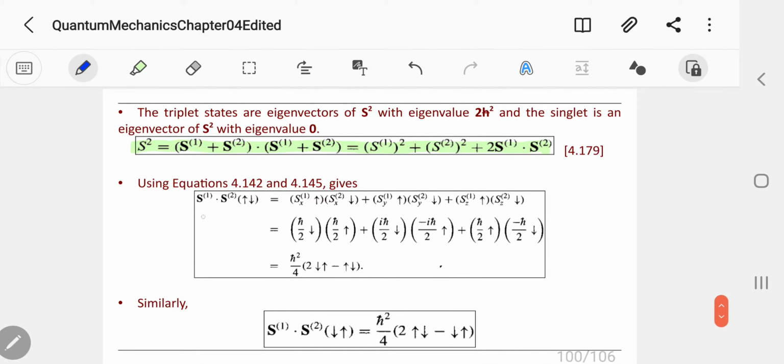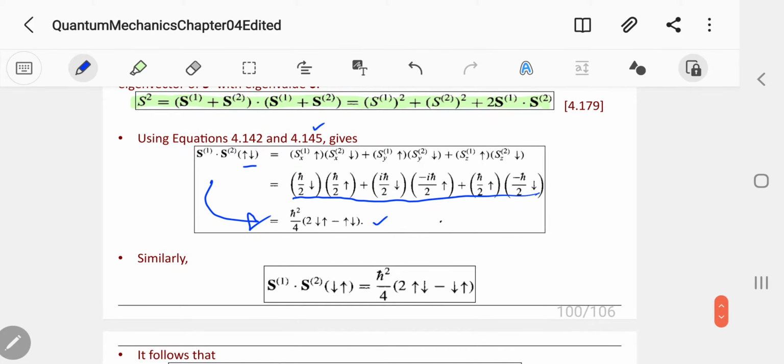So if you apply S1 dot S2 to this state, then you would have S1x S2x applied to spin up times spin down, plus S1y S2y, plus S1z S2z applied to spin up and spin down, and you will have this result from 145, and this one will just give you h bar square over 4 times 2 times this combination of spins.